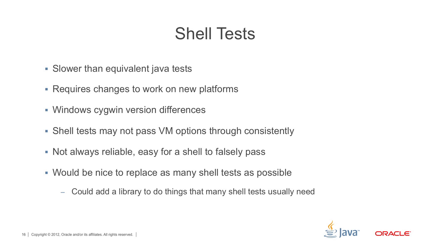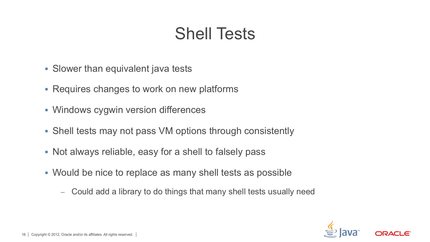Every time we add a new platform, we need to modify the shell tests. Folks might remember when we added support for Mac, then there were several hundred shell tests that needed to be updated in order to work on the Mac. On Windows, we use Cygwin as the shell, and there's a whole bunch of issues and differences between versions of Cygwin that cause a lot of problems, and it's really hard to keep tests working on all those versions at the same time.